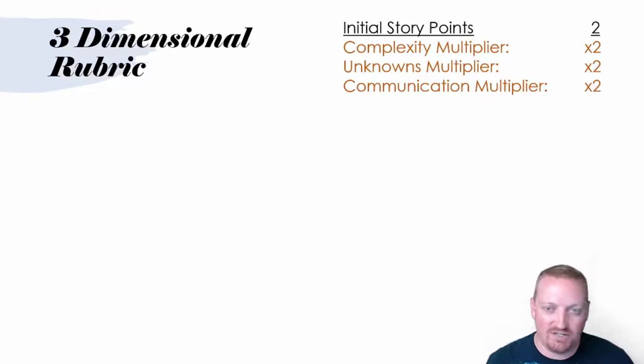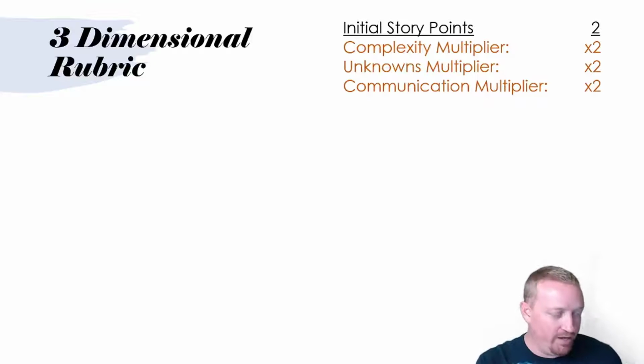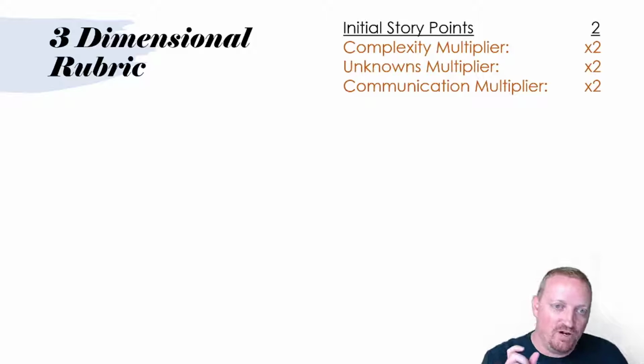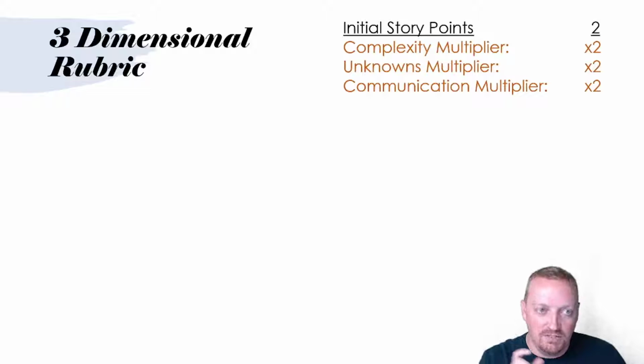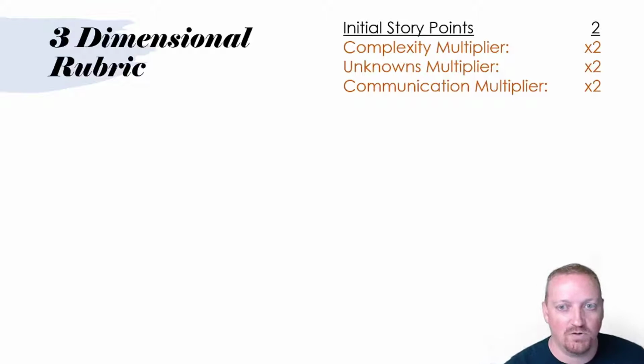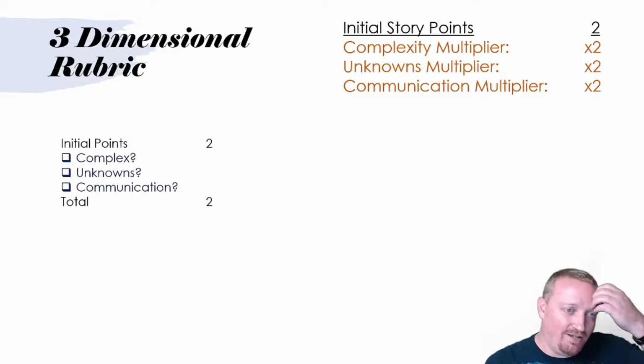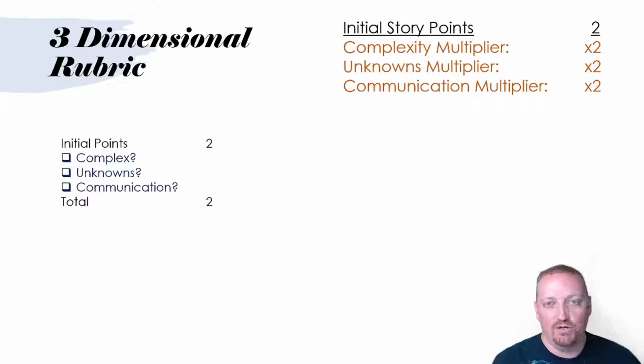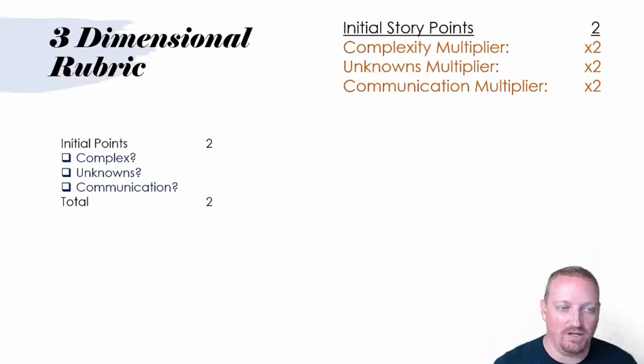But I think the multiplier, for me, just works a little bit better. So we have this rubric that says, if there's complexity, we're going to have a multiplier of 2. If there's a set of unknowns, that's a multiplier of 2. If there's communication, where I have to talk to some other team or somebody outside of our team, that also adds to the difficulty. It's another dimension of difficulty to this story. So if we have a story with no complexity, no unknowns, and no communication problems, then we just have the initial story point of 2.